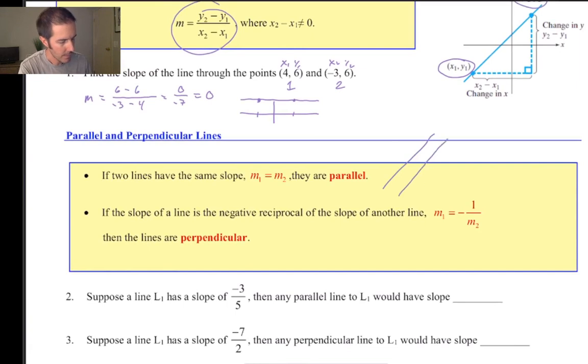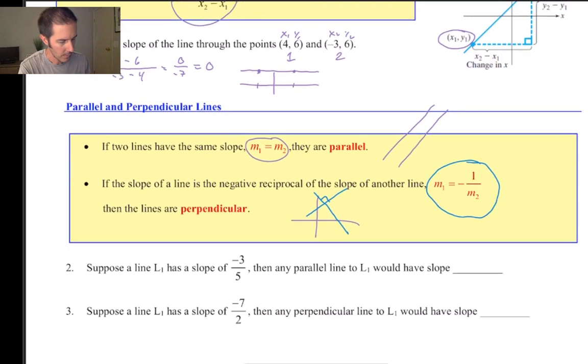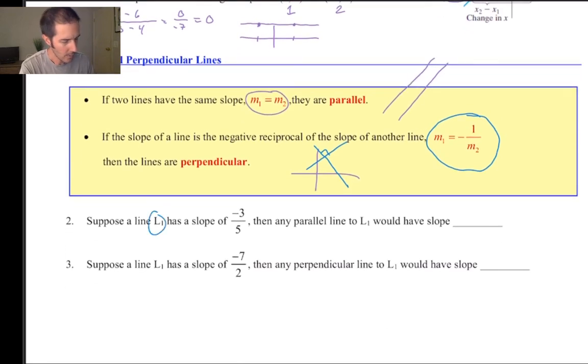Parallel lines have the same slope. And if 2 lines are perpendicular, then they meet at a right angle, which you don't need to ever really work with, 90 degrees being a right angle, but just realize that perpendicular lines meet at a right angle, and their slopes are opposite reciprocals of each other. So let's suppose in number 2 that line 1 has a slope of negative 3/5, then any line that's parallel to it will also have slope negative 3/5.